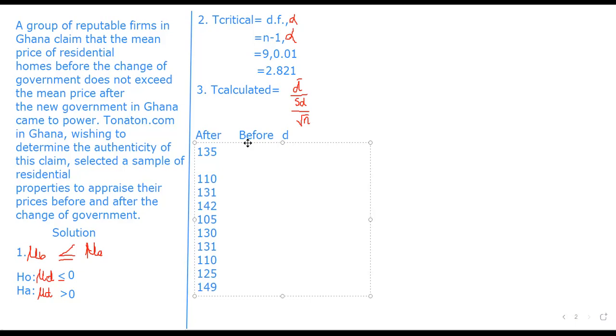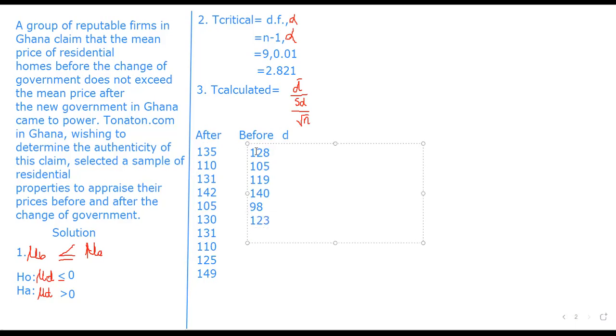Okay. Now the before. So 128, let's go. 105, 119, 140, 98, 123, 127, 115, 122, and 145.